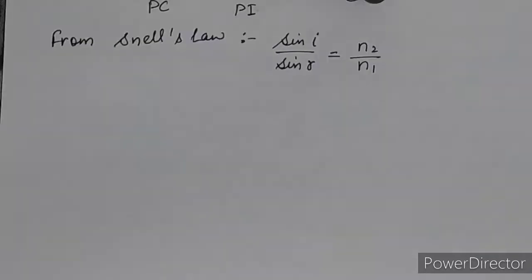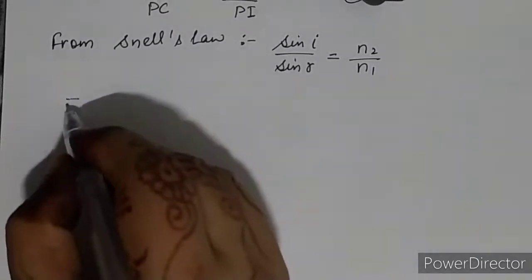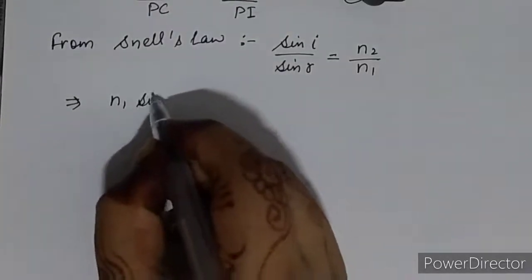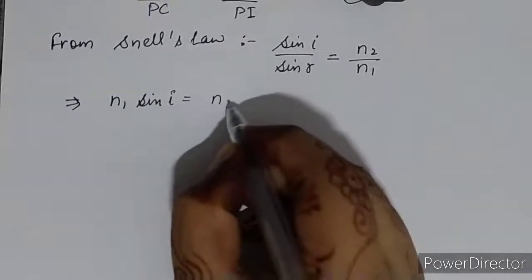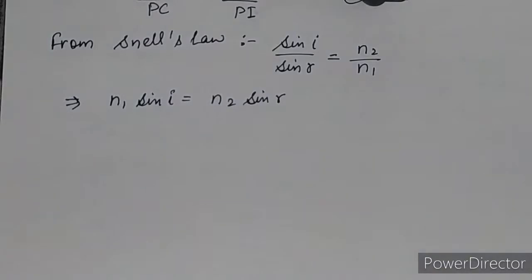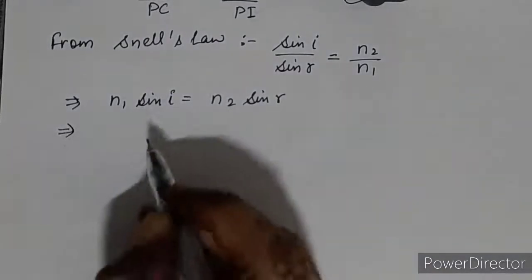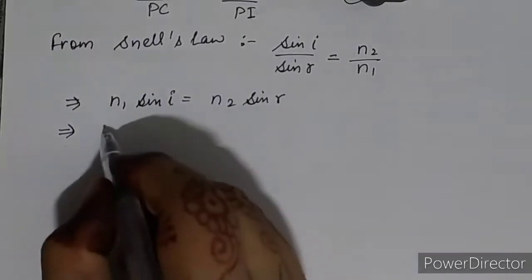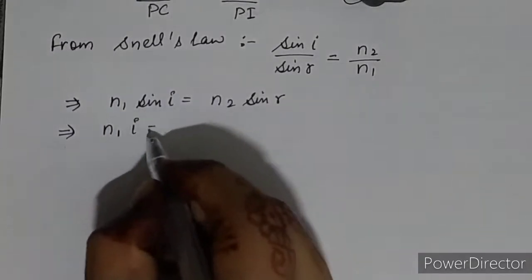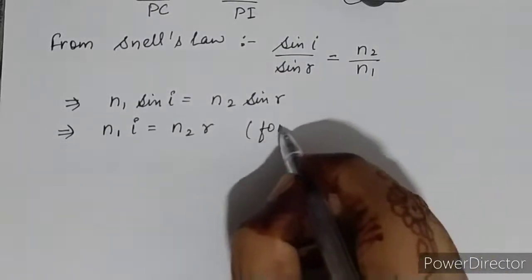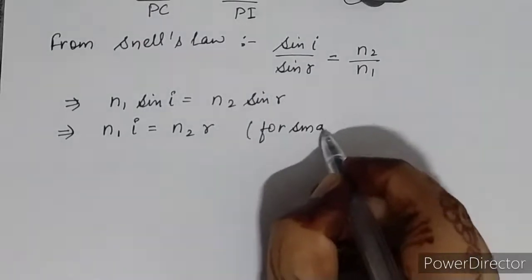Now we have to put the values. So it will be n1 sine I equals n2 sine R. If the angle is very small, then sine theta is equal to theta. So n1 I equals n2 R for small angle.